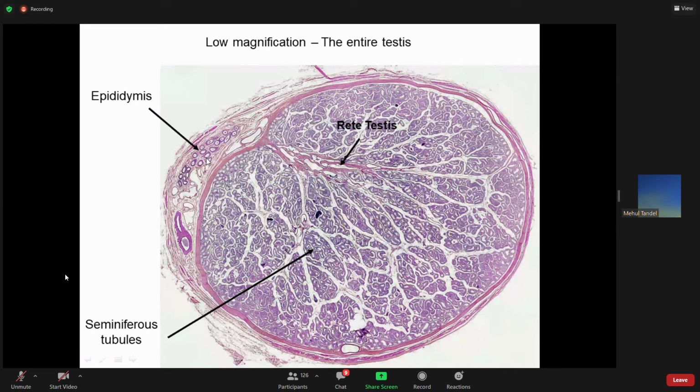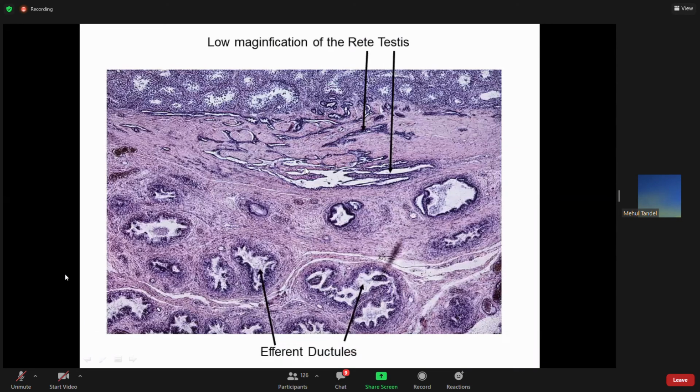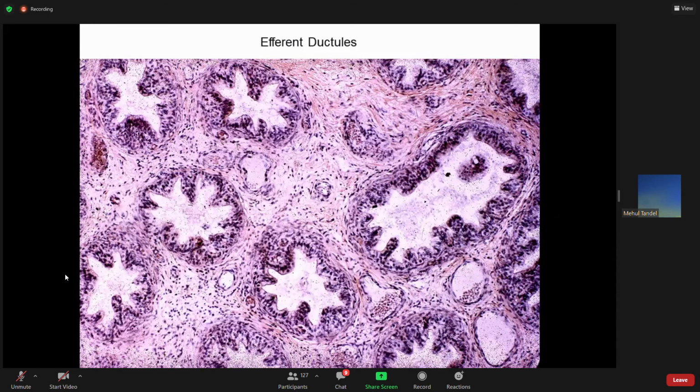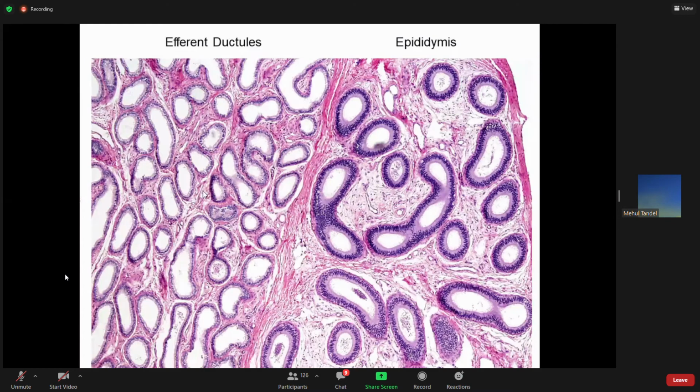These are the coils, mostly the head, where you will see quite a lot of efferent ductules. So you can see this is the efferent ductule in the head of epididymis, and this is the rete testis in the mediastinum testis. Efferent ductules are lined by pseudostratified columnar epithelium. So here these are the efferent ductules, pseudostratified columnar, and this is the duct of epididymis, or you can say canal of epididymis.